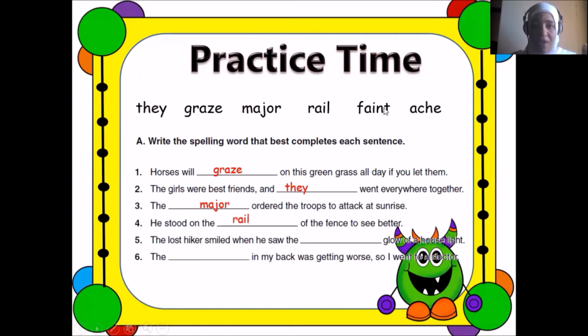We still have faint and we still have ache. The glow might be ache. No, it is faint. Okay, it's not strong. It's low. Number six, the ache in my back was getting worse, so I went to the doctor. So when do I go to the doctor? I go to the doctor when I have ache, the ache in my back.